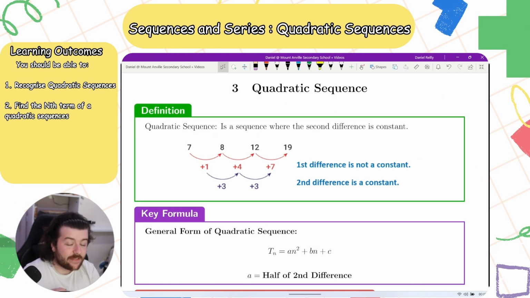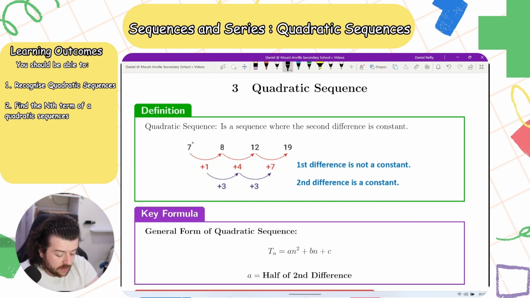Okay, so in this video, we're looking at quadratic sequences. A quadratic sequence is similar enough to a linear sequence, but the first difference is not the same. However, the second difference is. So a quadratic sequence is a sequence where the second difference is constant.